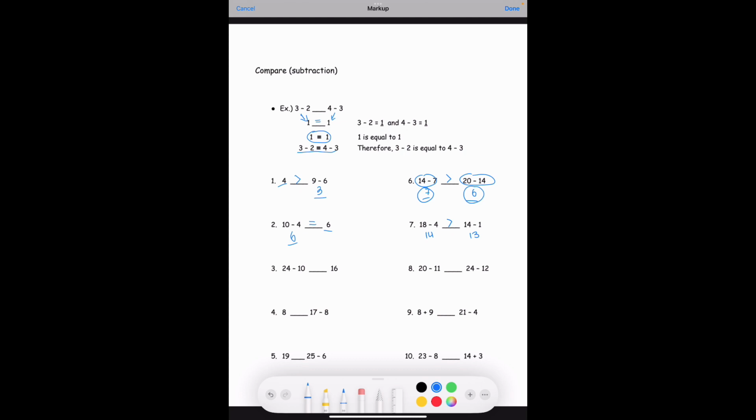Now let's try number 9. 8 plus 9, blank, 21 minus 4. Let's solve. 8 plus 9 equals 17. And 21 minus 4 equals 17. They are both equal to each other, 17 and 17, so you write the equal sign. 8 plus 9 is equal to 21 minus 4.